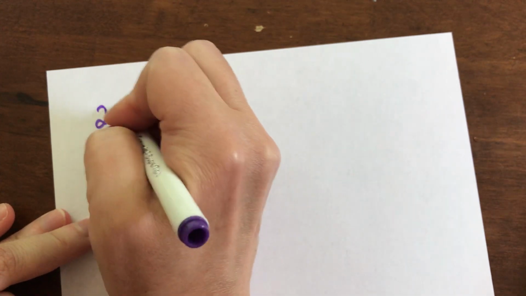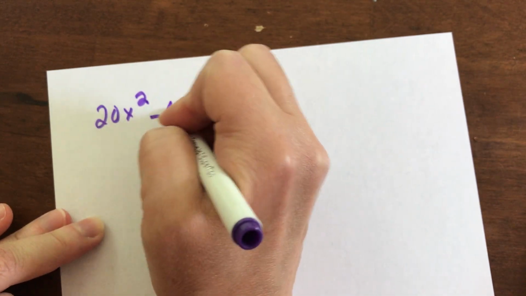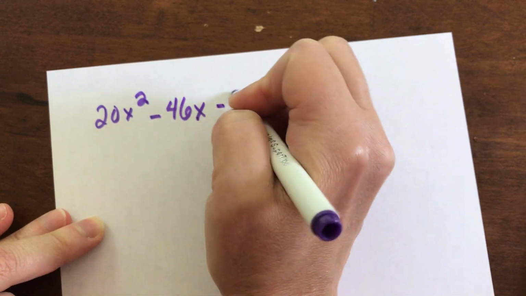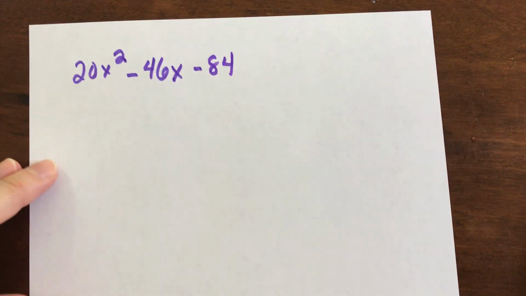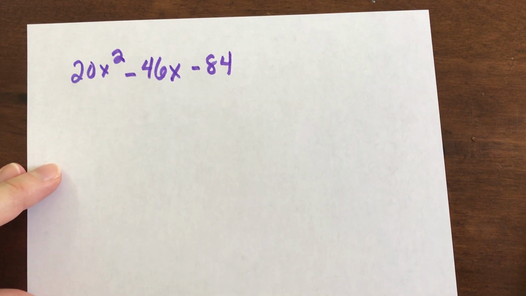All right, so let me give you one that I want you to try, and then we will go over it. Okay, so try this one: 20x squared minus 46x minus 84. So why don't you pause the video and try that one.